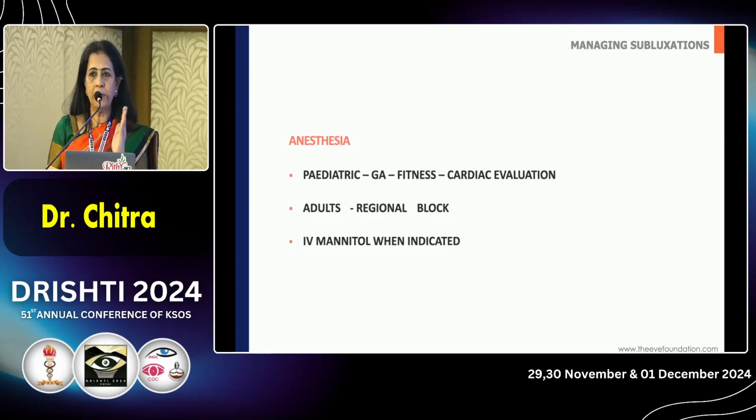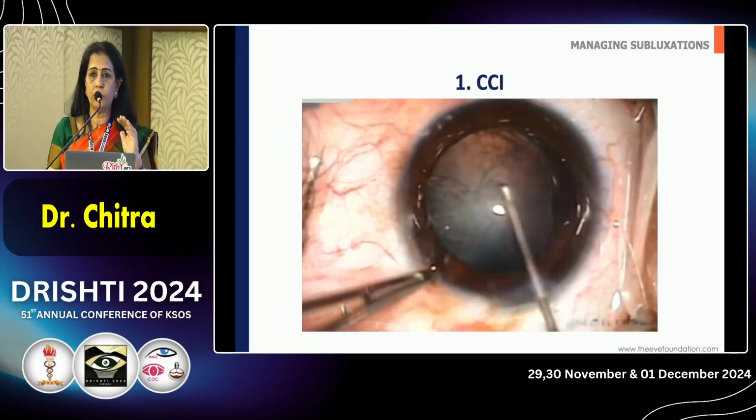In adults, it can be a regional block. You should give IV mannitol to decompress the eye. There could be an intumescence of the cataract too. It could be a very elastic capsule too. So you need the positive pressure to be less in these eyes, and that makes a lot of difference. And the quantum of vitreous loss could be attended to.